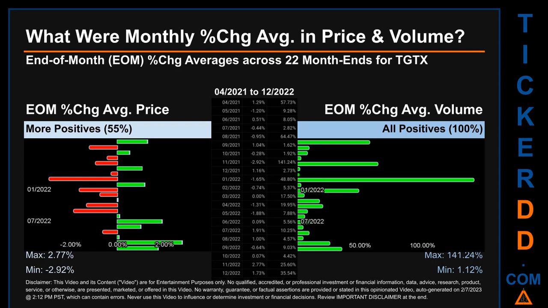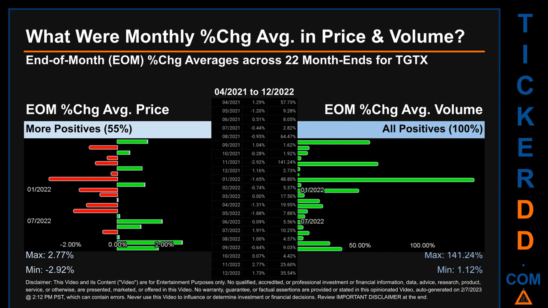What were end-of-month percentage change averages in price and volume for TGTX? The monthly average of percentage change, in price and in volume, were calculated for each of the 22 month ends. That calculation took daily percentage changes and averaged them for each given month. If a month end came out negative, then it means that the month summarily saw a negative change.